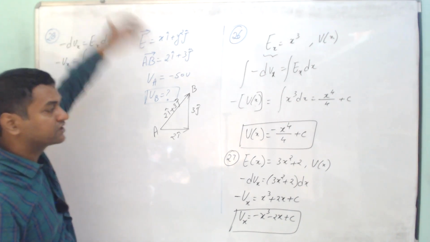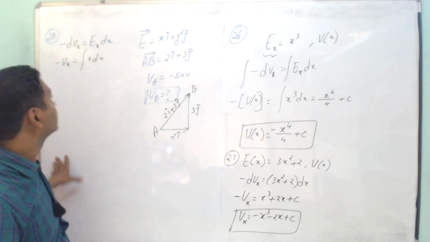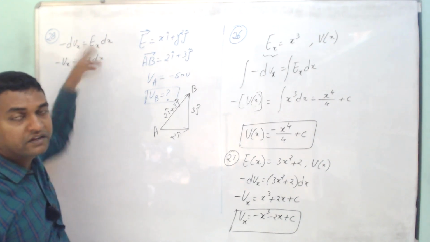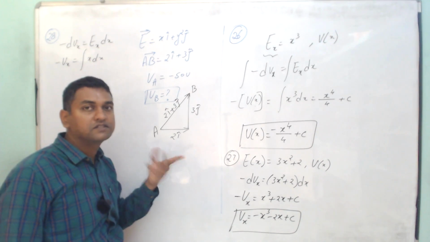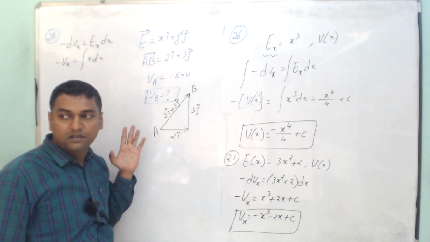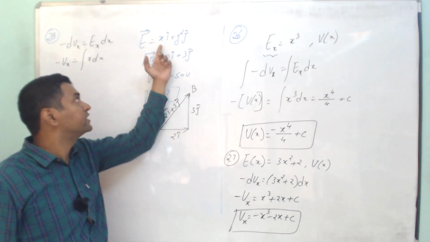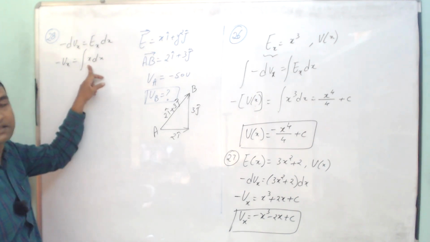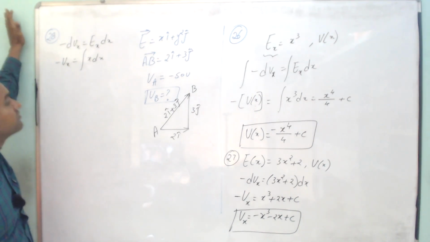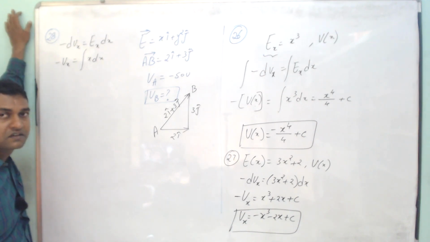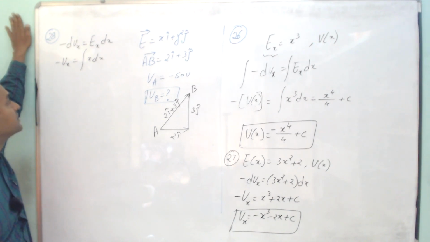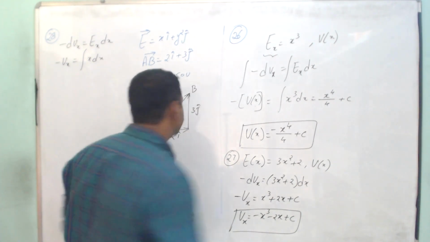We've been using it. In place of E(x), I will only substitute what is E(x). I don't care what is r bar. E(x) is simply x i cap, so E(x) is x. On the LHS, I have minus dV(x). So when I integrate, I will get minus V(x) is equal to the integral of x dx, right?